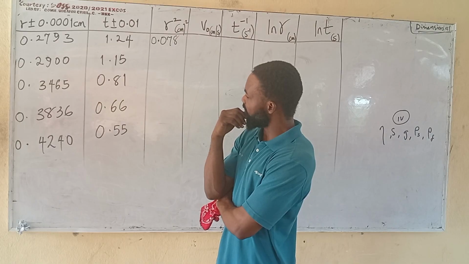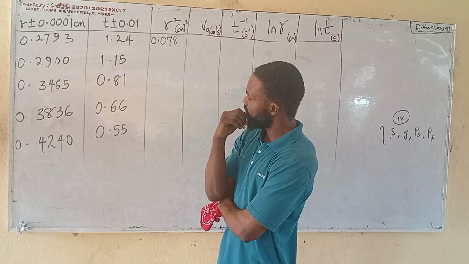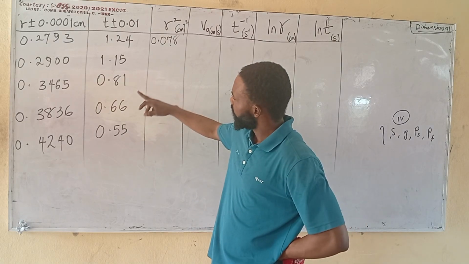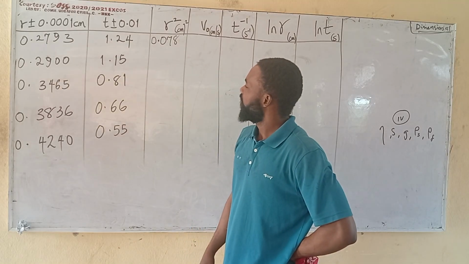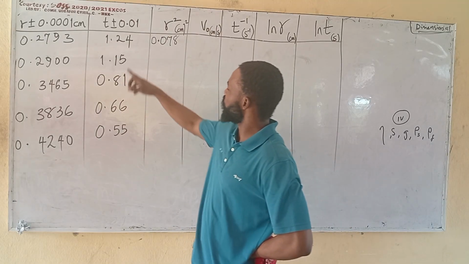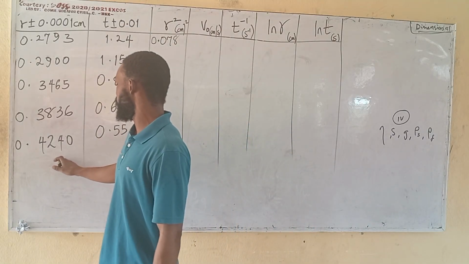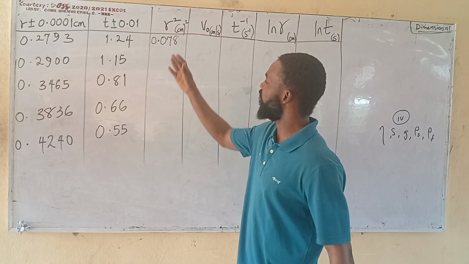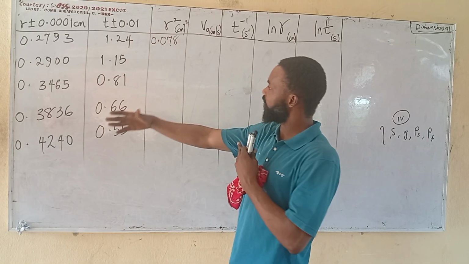Okay, so which one is the biggest density here? 0.4240. Okay, yeah, it's true. I've seen it. You see that it corresponds. Bigger time, bigger density, right? Lesser time, okay, it's correct. That means the time given here corresponds properly. The lesser the density, the greater the time, or the longer the time.